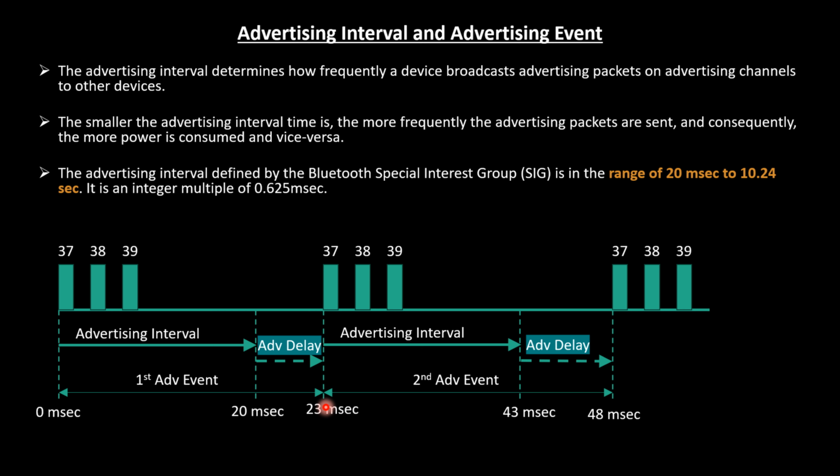Just for an example, you can see my advertising interval is 20 milliseconds. So from 0 to 20 milliseconds, and there is an advertising delay of 3 milliseconds. So after 23 milliseconds, the second advertising event will occur. Advertising interval plus advertising delay combined is called the advertising event. Now if you see the second advertising event, it is 23 plus 20 milliseconds, that is 43 milliseconds, plus 5 milliseconds of advertising delay. So why is the advertising delay here 3 milliseconds and here 5 milliseconds?